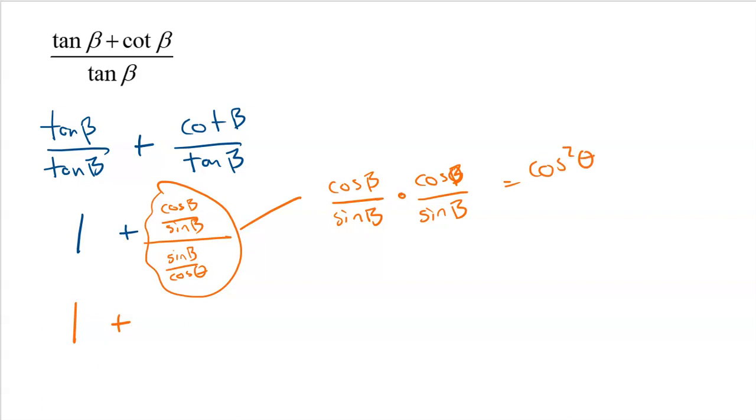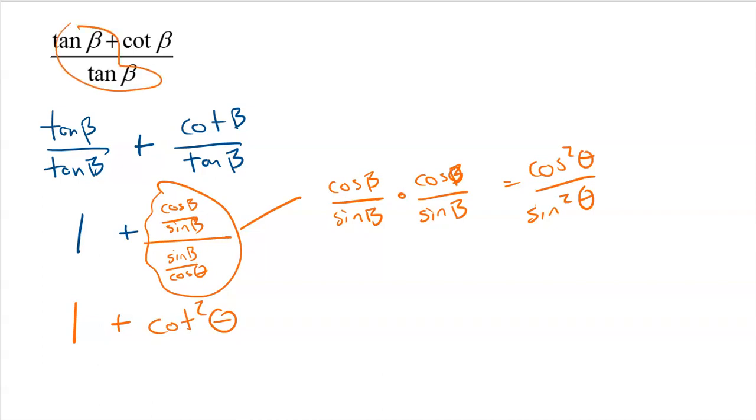Cosine squared. I did it again. I changed it to theta. Sorry, I just get so used to writing thetas. Doesn't matter, though. It's good to show. Cosine squared over sine squared. But wait a minute. Cosine squared over sine squared, that's cotangent squared. So I know I did a lot right there, but just follow my logic.